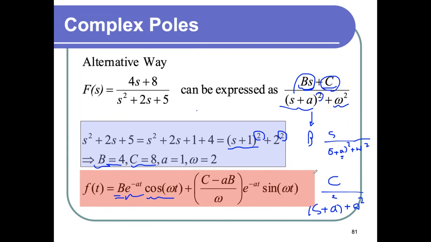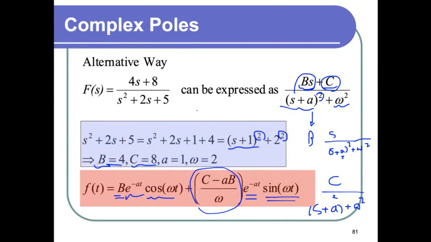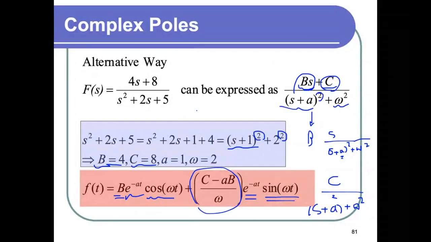Now, again, with simple algebra, you can get a certain parameter here, where then you have multiplication by an exponent, and then you have multiplication by sine of omega t. This is just to show you that we can still handle complex poles using the inverse Laplace, using the partial fraction expansion.